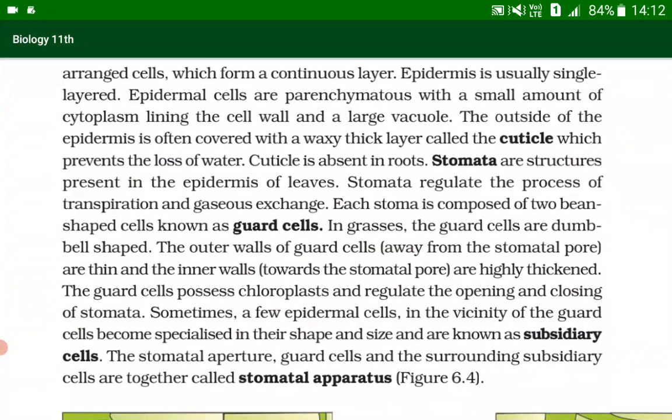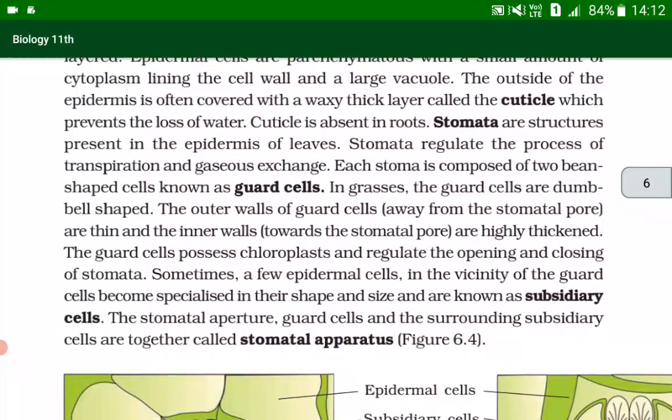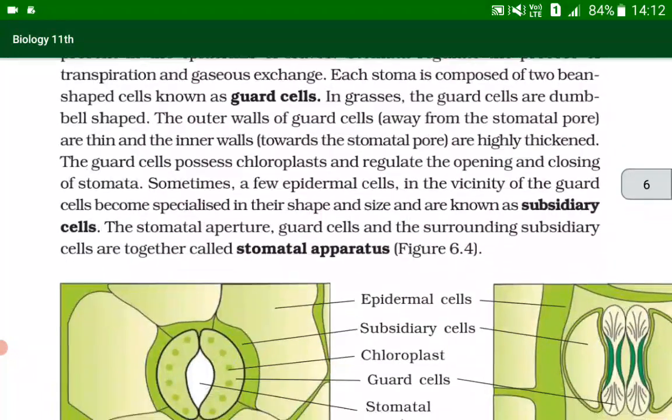The outer walls of the guard cells, that is away from the stomatal pore, are thin, and the inner walls, that is towards the stomatal pore, are highly thickened. The guard cells possess chloroplasts and regulate the opening and closing of the stomata. Sometimes a few epidermal cells in the vicinity of the guard cells become specialized in their shape and size and are known as subsidiary cells. The stomatal aperture, guard cells and the surrounding subsidiary cells are together called the stomatal apparatus.